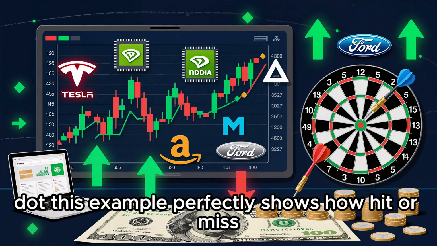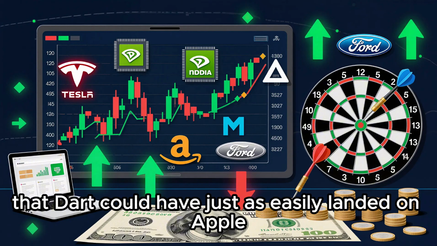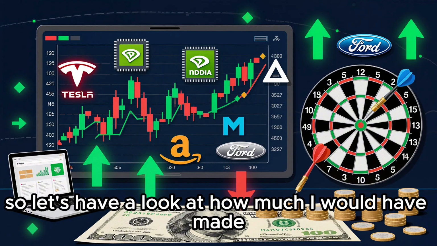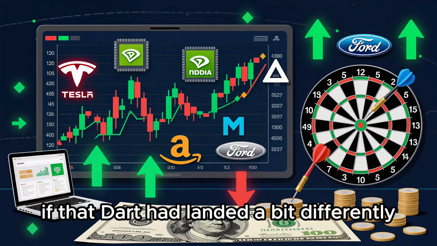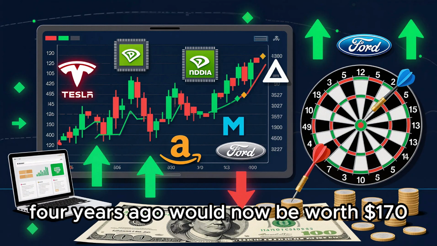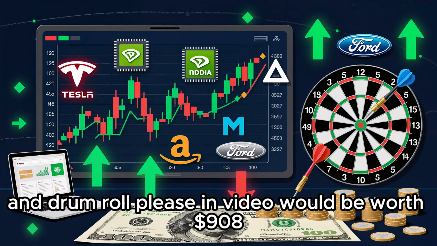This example perfectly shows how hit or miss individual stock investing really is. That dart could have just as easily landed on Apple, Microsoft, or Nvidia. So let's have a look at how much I would have made if that dart had landed a bit differently. A $100 investment in Apple four years ago would now be worth $170. The same investment in Microsoft would be $188, and drumroll please. Nvidia would be worth $908.